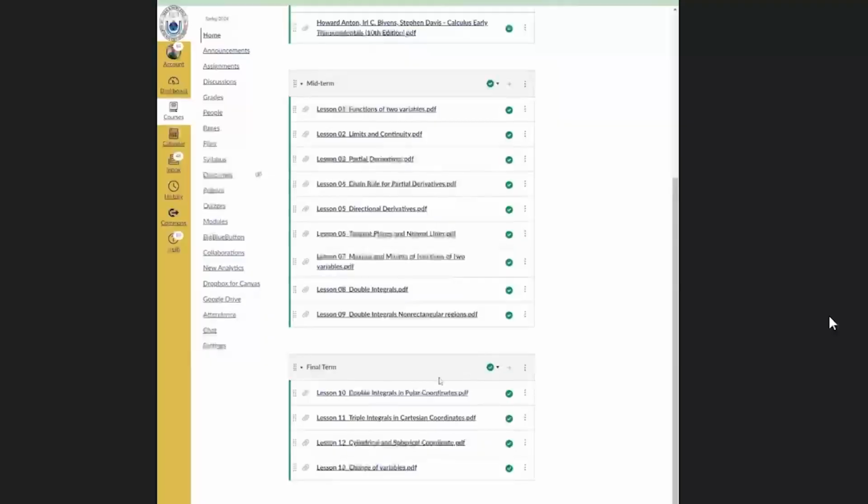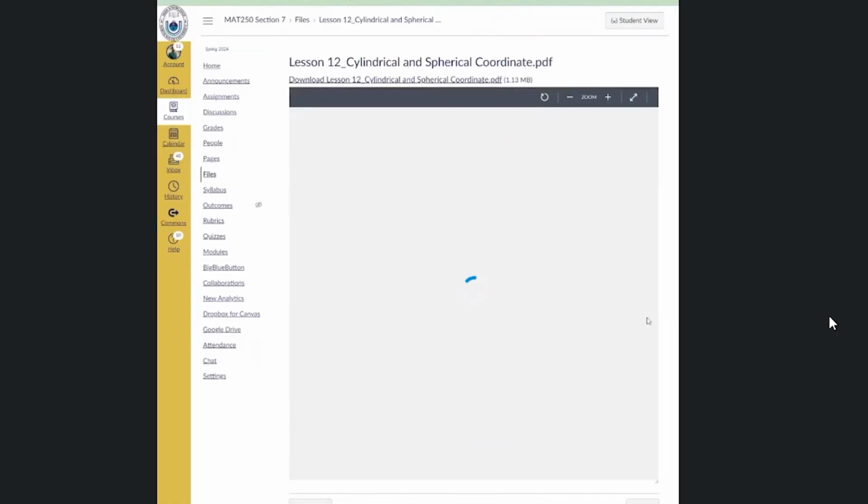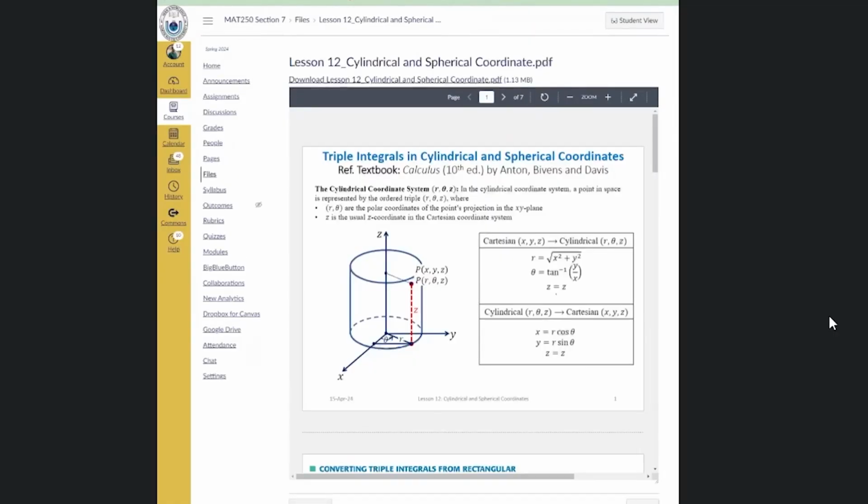So we are moving on to the next lesson, which is called cylindrical and spherical coordinates. We know the polar coordinate, right? We know the polar coordinate. Now we need to know what is cylindrical coordinate, what is spherical coordinate.